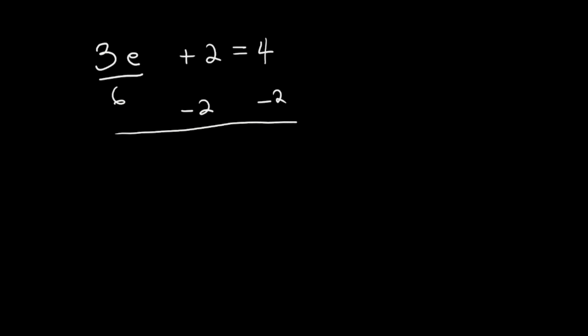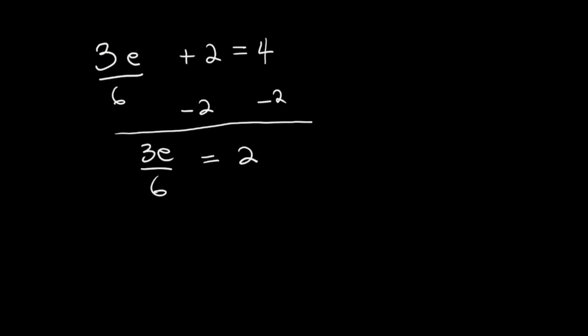And finally, I'd like you guys to try this for yourself. What is 3e divided by 6 plus 2 is equal to 4? Find e. So to find e, we first need to subtract 2 from both sides. So that becomes 3e divided by 6 is equal to 2.